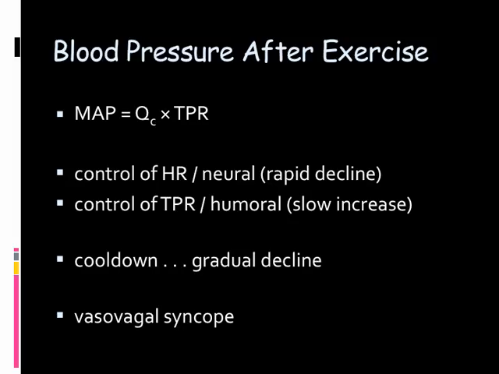What do you take from this? The role of the sympathetic and the parasympathetic nervous system and humoral effects on this relationship that you can see between cardiac output, mean arterial pressure, and total peripheral resistance.